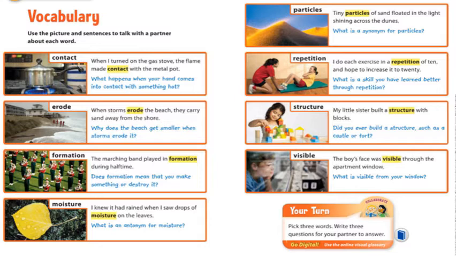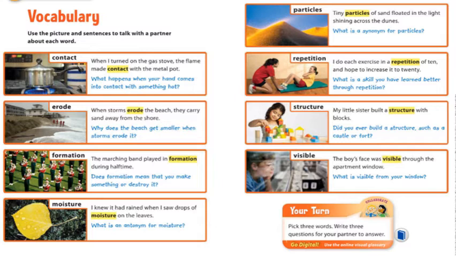She repeats. The seventh word is structure. What is this girl doing, this kid? She's playing with the blocks and she's making maybe a building, so she's making a structure. Okay, she's building a structure. My little sister built a structure with blocks.